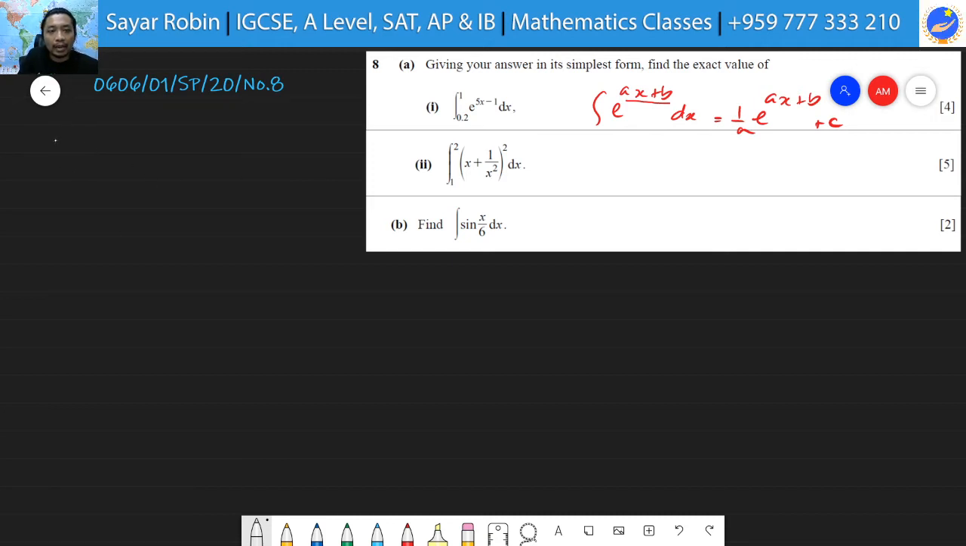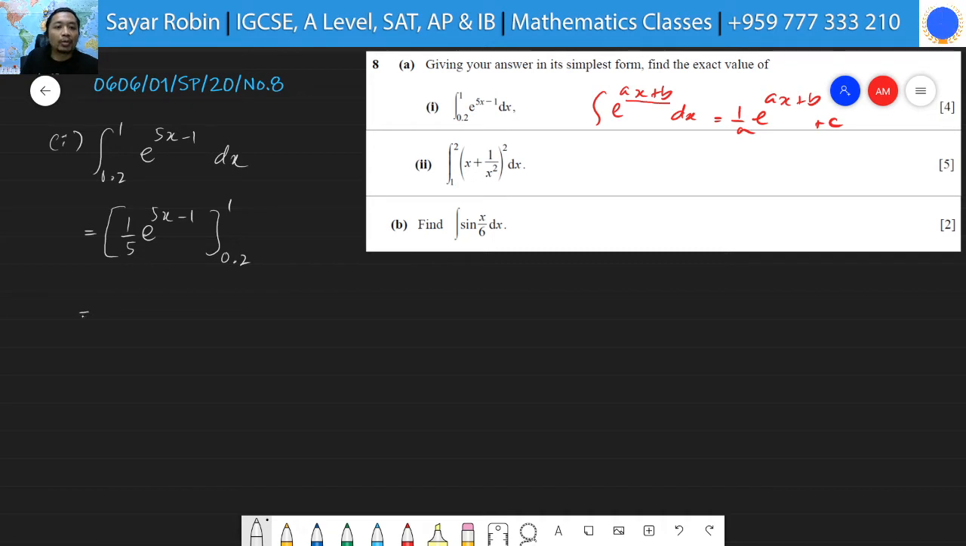Okay, 8a part 1: integrate from 0.2 to 1 of e to the power 5x minus 1 dx. The integral of e to the power 5x minus 1 will give you e to the power 5x minus 1, and then we are going to divide by 5. That's why we just need to multiply by 1 over 5, and the lower and upper limits are 0.2 and 1 after integrating.